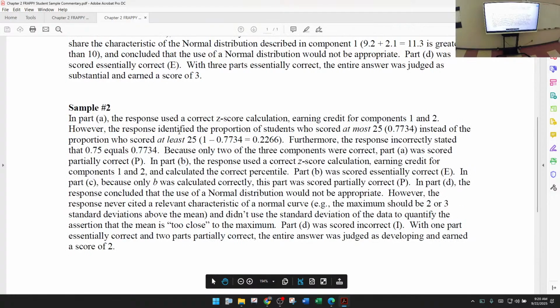Okay. They said the response used a correct Z-score calculation, earning credit for components 1 and 2. I'm surprised at that. However, the response identified the proportion of students who scored at most 25, which is 0.7734, instead of the proportion who scored at least 25, which is 0.2266. Furthermore, the response incorrectly stated that 0.75 equals 0.7734. Because only 2 of the 3 components were correct, part A was scored a P.